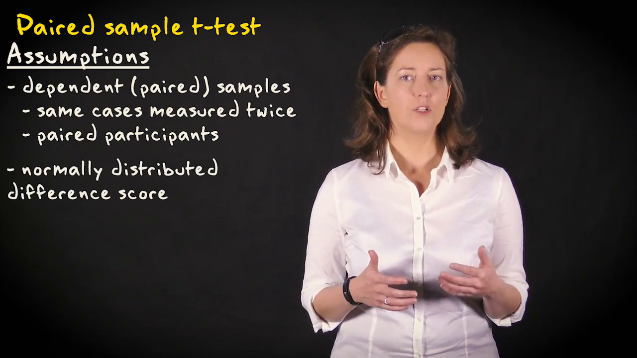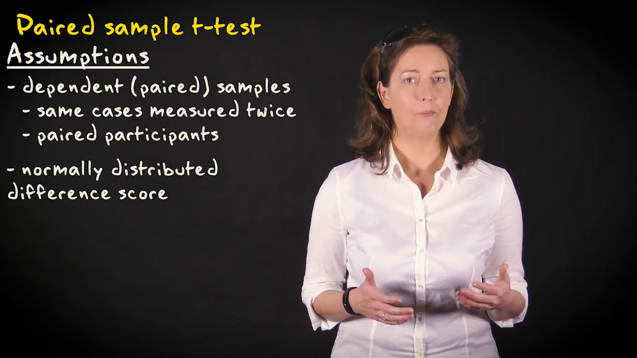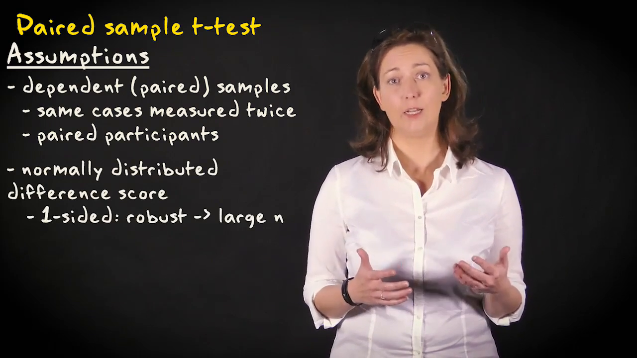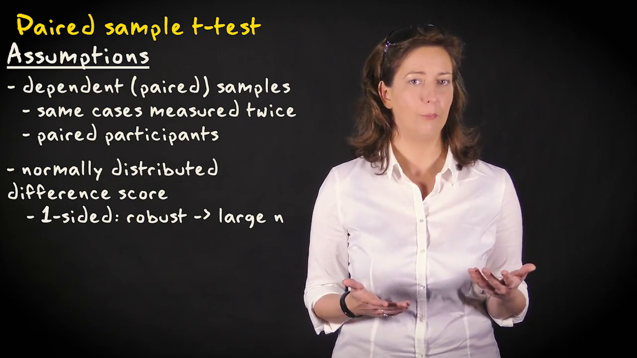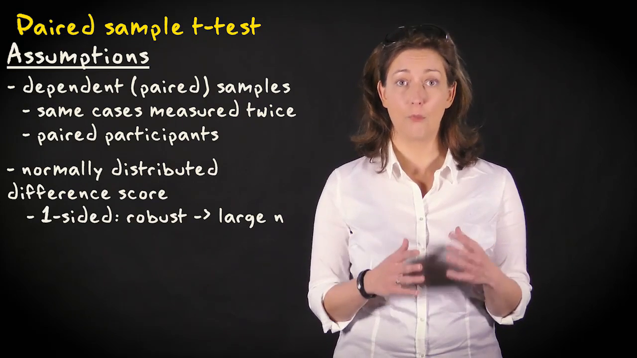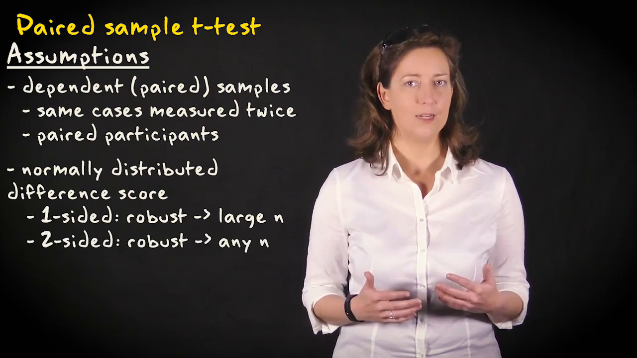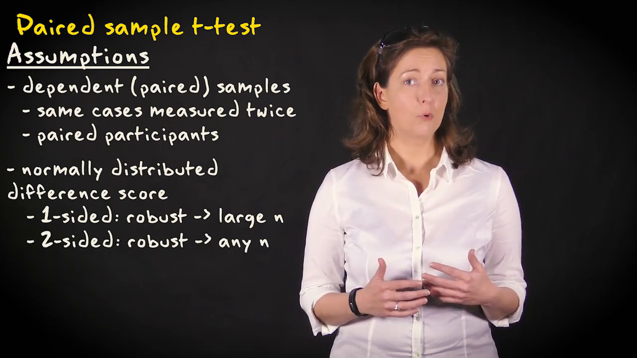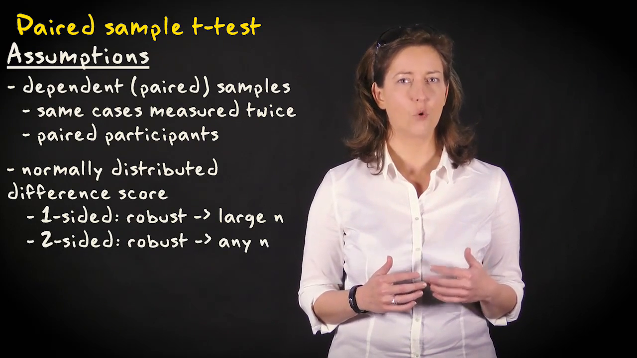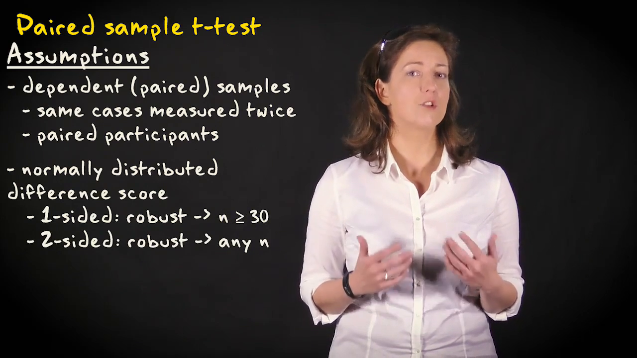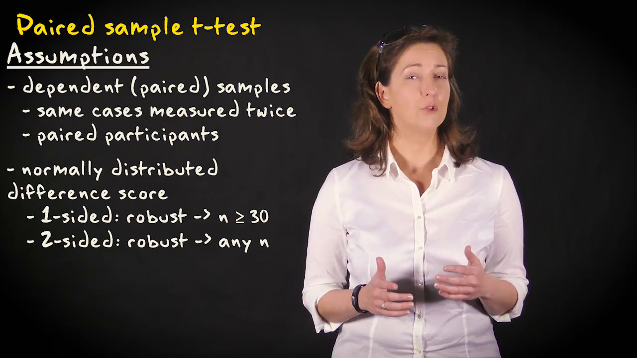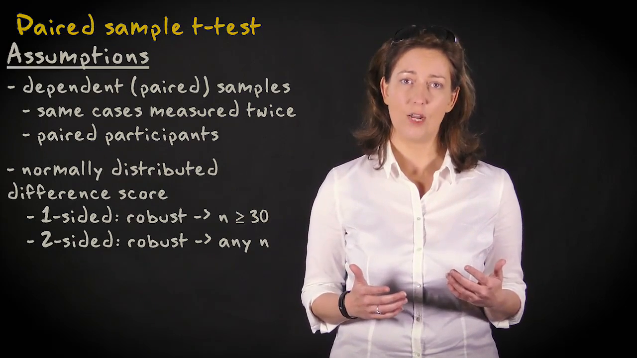These difference scores are assumed to be distributed normally. The paired t-test is robust against violation of this assumption for large samples due to the central limit theorem. It's also robust for small samples when using a two-sided test. Normality is important only if the number of difference scores is small. In this course, we'll consider a sample of fewer than 30 pairs small. But remember, these rules of thumb are somewhat arbitrary.